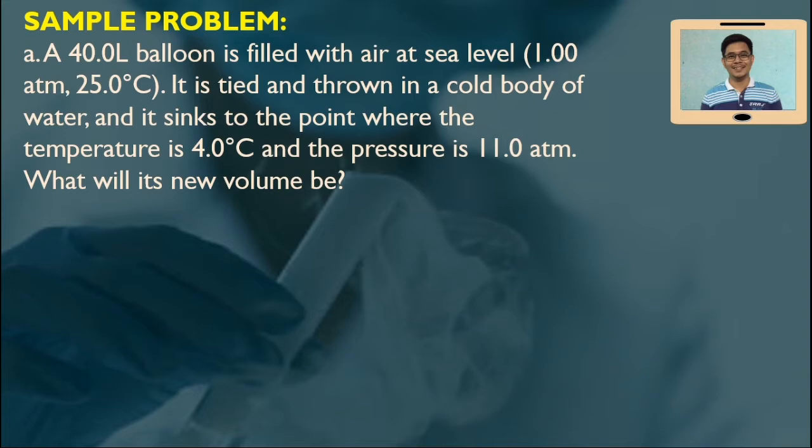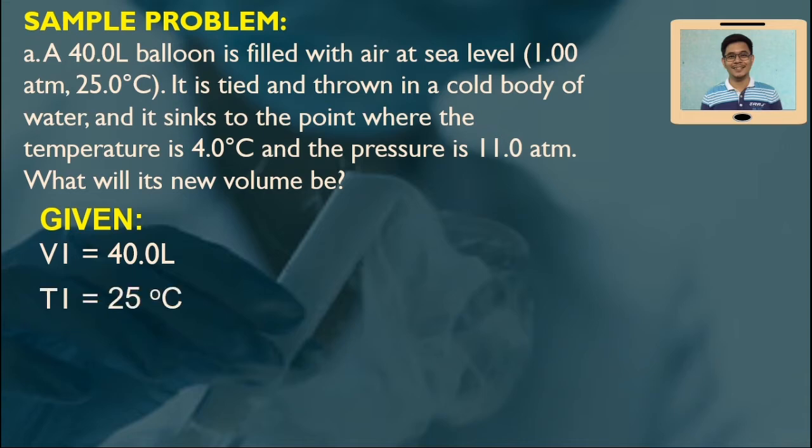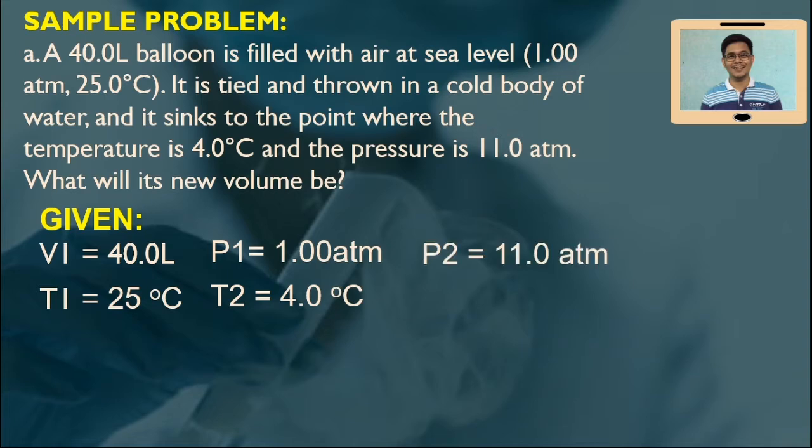So the first thing you need to do is to analyze the given problem, and after you've analyzed it, the next thing you need to do is to list down all the given values. So we have V1 is 40.0 liters, T1 is 25 degrees Celsius, P1 is 1.0 atmosphere, T2 is 4.0 degrees Celsius, P2 is 11.0 atmospheres, and the unknown value is our final volume.